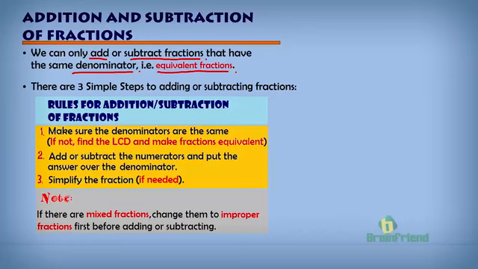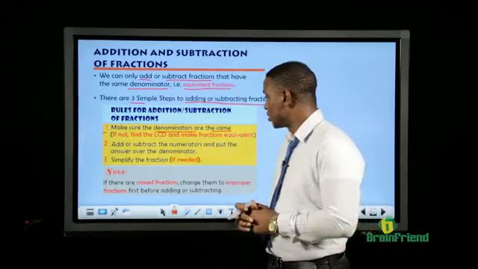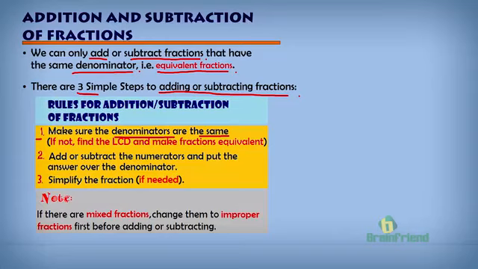Now, let's look at our 3 simple rules for adding or subtracting fractions. First, make sure the denominators are the same. That is, make sure the fractions are equivalent. If they are not, we learned in our previous class how to make them equivalent fractions. In order to do that, we'll find the lowest common denominator and thereby make these fractions equivalent. If we've been able to do that, next we simply add or subtract the numerators and we put our answer over the common denominator.